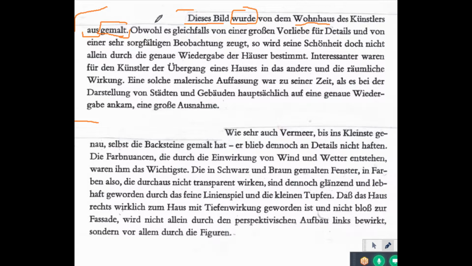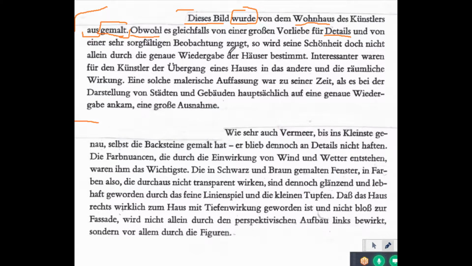Okay, going on. Obwohl es gleichfalls von einer großen Vorliebe für Details und von einer sehr sorgfältigen Beobachtung zeugt. Good. "Details" is actually a word from English that they use unchanged in German. So when you started the sentence with obwohl, could that be a main clause or only a dependent clause? It's going to need to be dependent. Good.